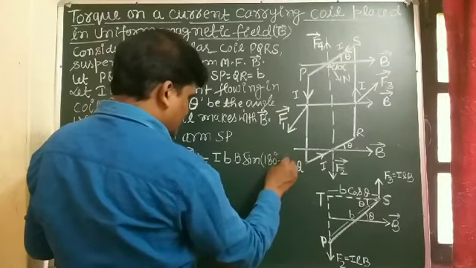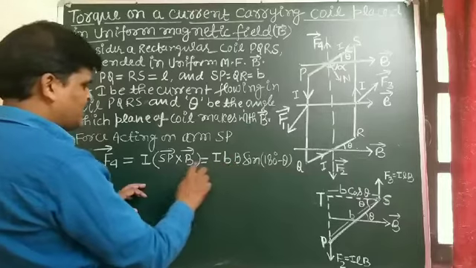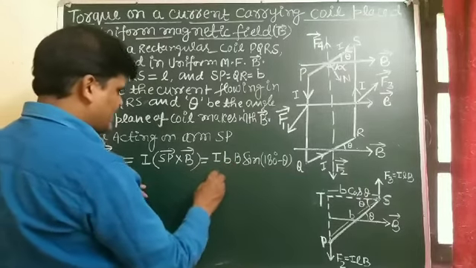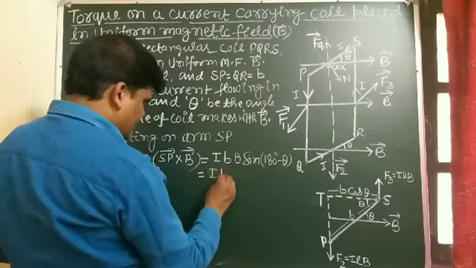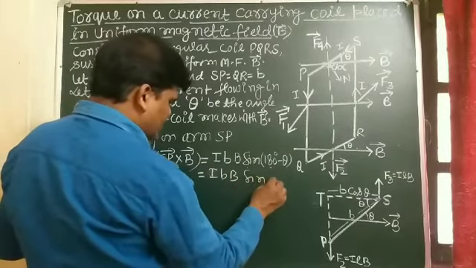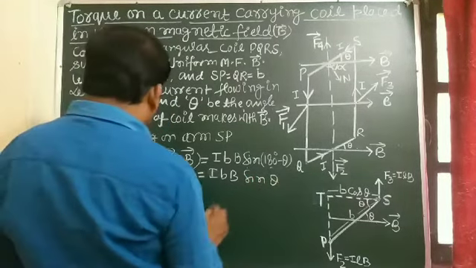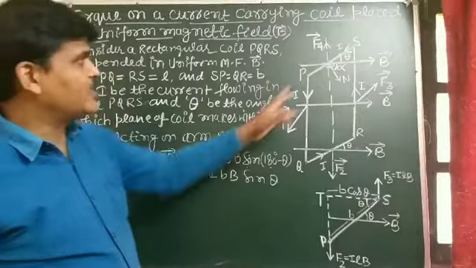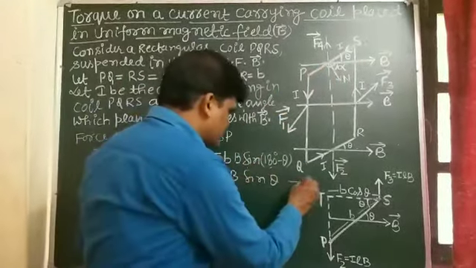So SP is b, and B is the magnitude of the magnetic field. So it comes out to be I b B sin 180 minus theta, which is sin theta. So the magnitude of this force acting on the arm SP is I b B sin theta. This is equation 1.